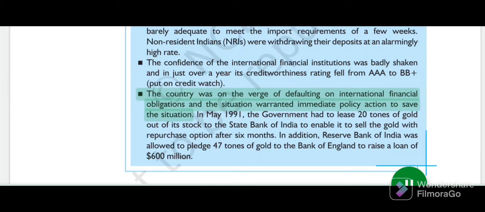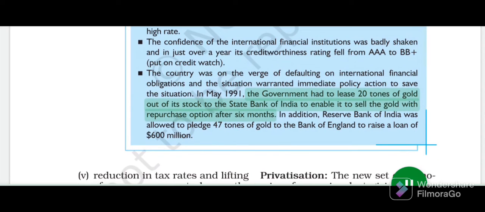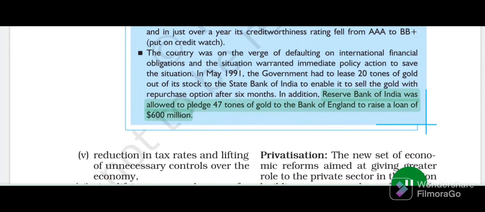To save the situation, in May 1991, the government had to lease 20 tons of gold out of its stock to the State Bank of India to enable it to sell the gold with repurchase option after 6 months. In addition, Reserve Bank of India was allowed to pledge 47 tons of gold to the Bank of England to raise a loan of $600 million.